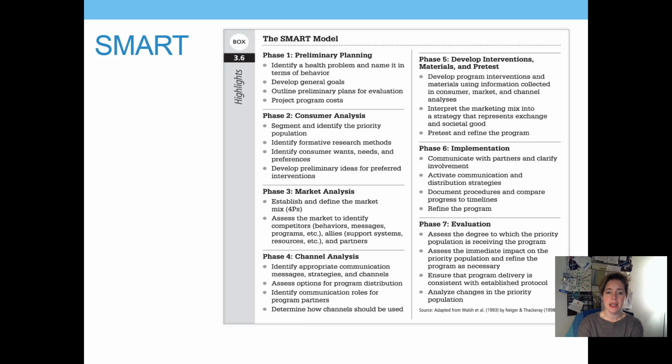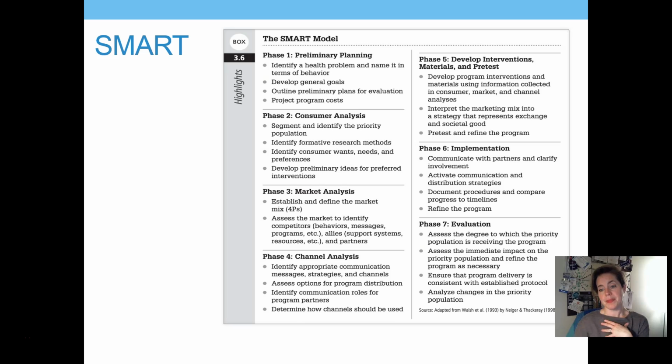The next phase, development of interventions, materials, and pretest. Kind of standard issue, you can read the bullet points, but this is developing the intervention itself and the materials that will be used. Again, this goes back to more of a communication program plan and intervention than anything else. Implementation: communicate with partners, activate communication and distribution strategies. So this is the engaging of all the planning you've just done around how you're going to communicate and what the message is going to be in that communication.